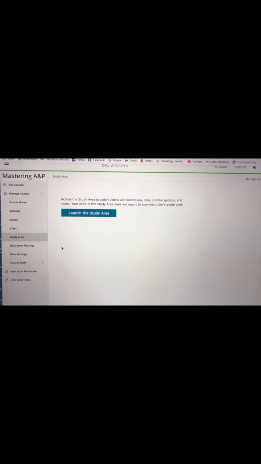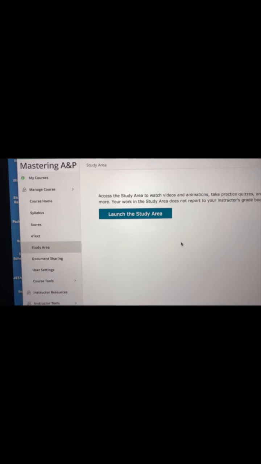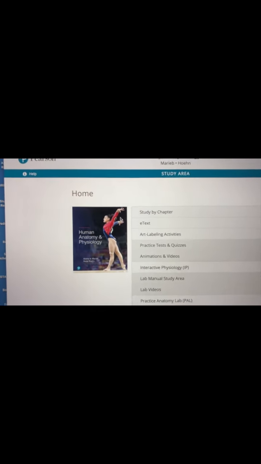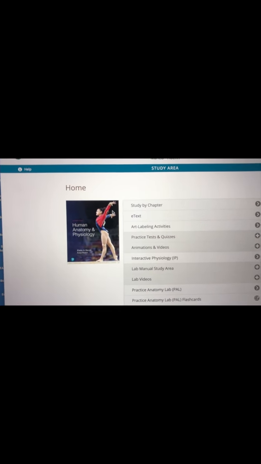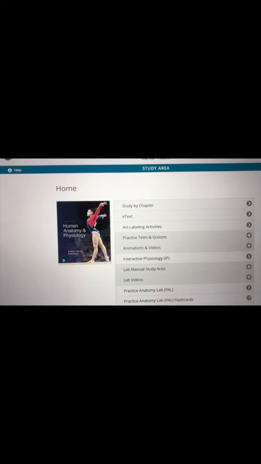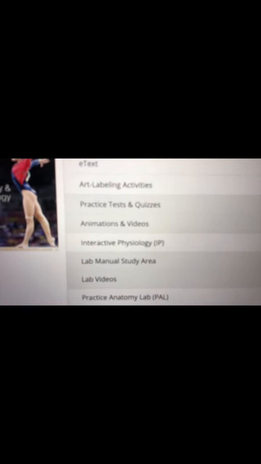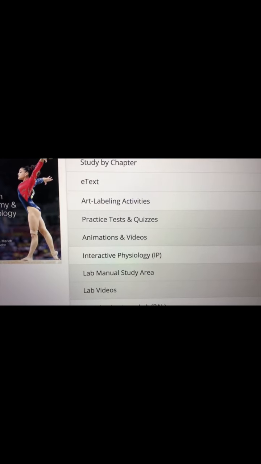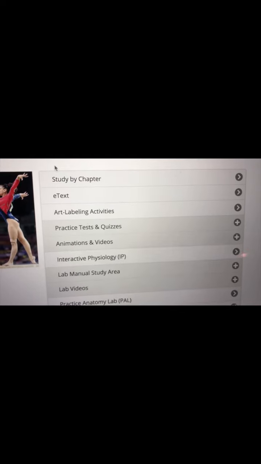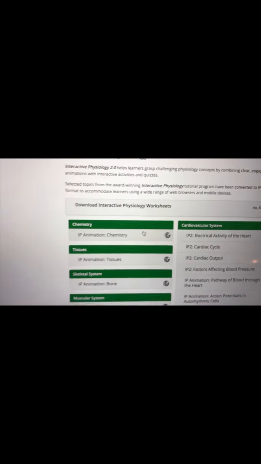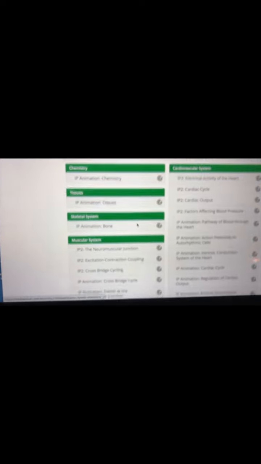So here it is. Once you get into the online resources, the Mastering A&P page shows up, and you're going to want to click on Study Area and Launch Study Area. Take a couple seconds, you'll recognize possibly our book there, and there are all sorts of resources available here. But specifically the one I've been harping on is Interactive Physiology, the IP one. And if you click on that, every single unit will show up.